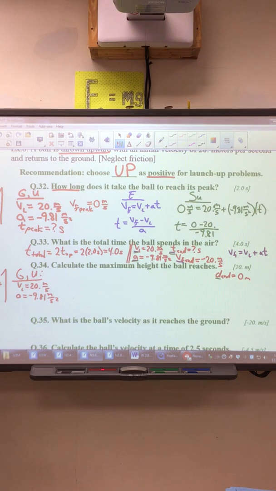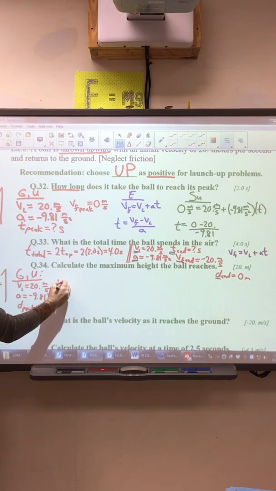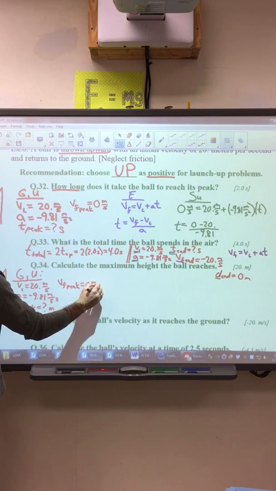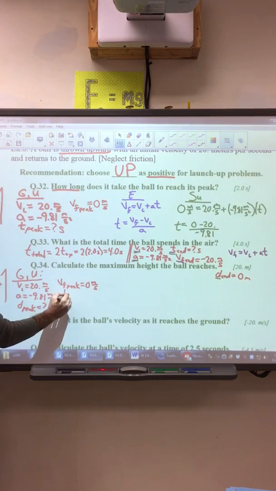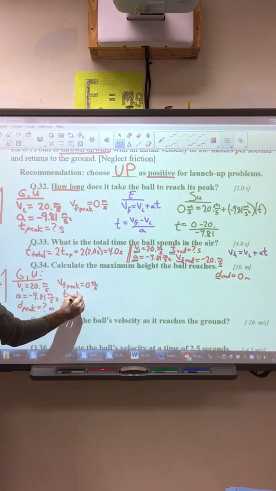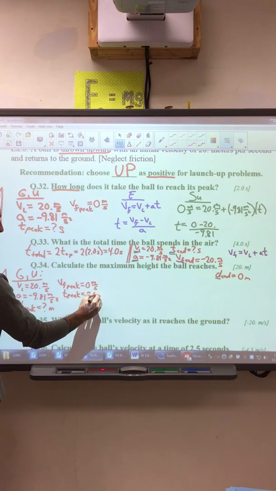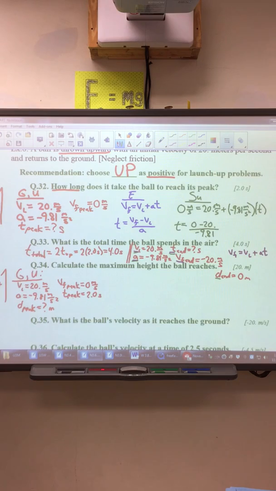Max height, that's D at the peak. That's what I want to know. So what else do I know about the peak? Actually, I know a couple of things. I can use VF at the peak, knowing that that's 0. I could even use time to the peak because I figured that out earlier, and that came out to 2.0 seconds. So again, we actually have choices here.